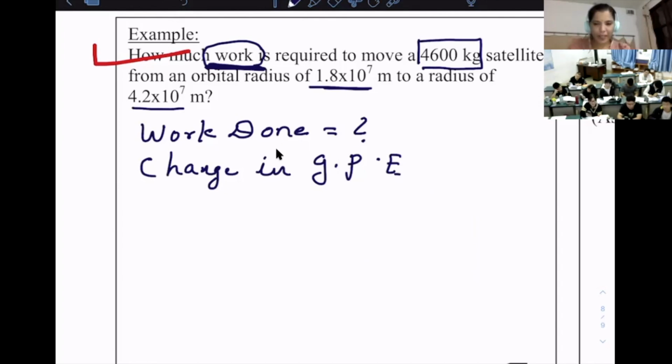Miss Rena. Yes, Poya? Is the answer negative 7.6 times 10 to the power of 10 joules? No.